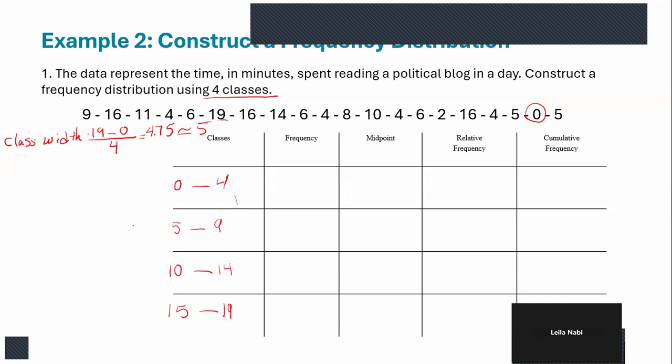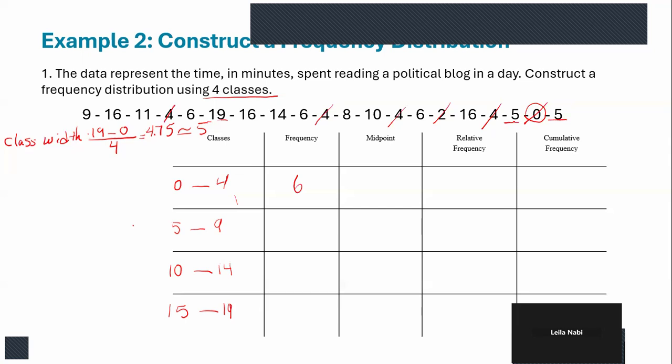We have all the classes now. We want to start finding the frequencies, then how many data points are in each class. So the first class is from 0 to 4. How many numbers do we have in the data set from 0 to 4? 1, 2, 3, 4, 5, 6.